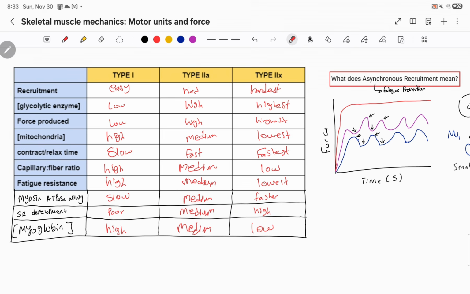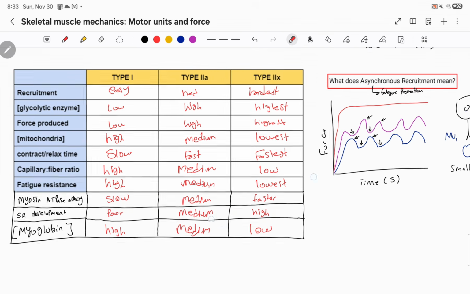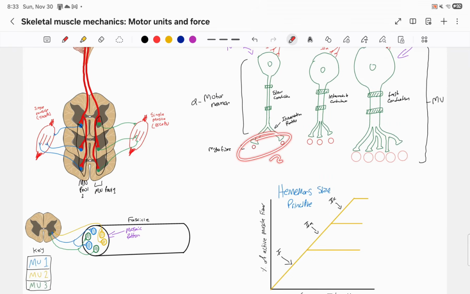Okay. All right. Now let's talk a little bit about the color, because I said I'd tell you why these guys are slow twitch red, why these guys are fast twitch red, and why these guys are kind of pale white. Okay.